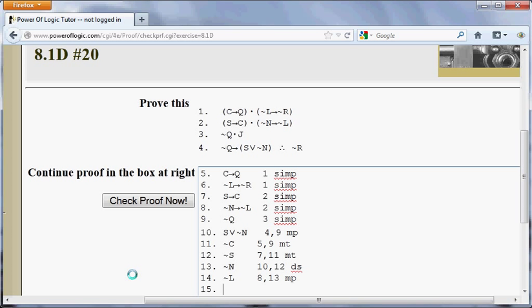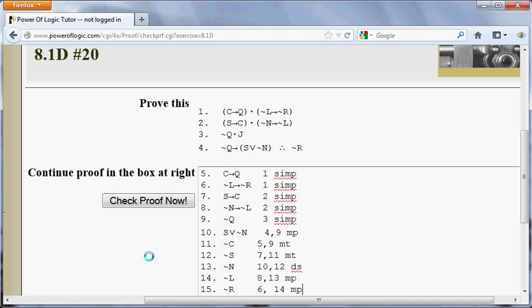Okay. And finally, I'm able to derive the conclusion. I wanted not L to get not R, and I simplified line 6 out to do that. So line 6 is now a conditional. Line 14 is the antecedent of that conditional. So by modus ponens, I could get not R. Okay, so what did I say? 6, 14 modus ponens.